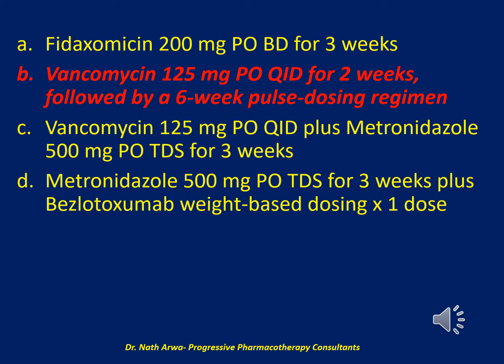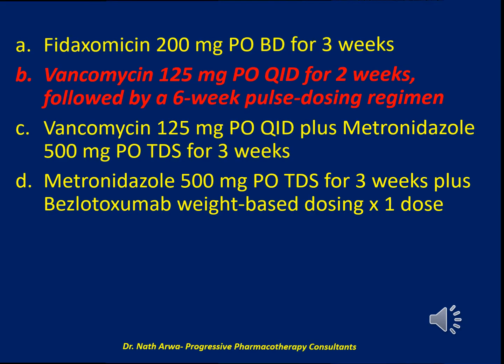Answer A is incorrect. Although Fidaxomicin reduces recurrence rates significantly compared with oral vancomycin, it has not been evaluated for extended courses beyond 10 days. Answer B is correct because the 2013 ACG guidelines as published in the American Journal of Gastroenterology in 2013 recommend a pulse dosing of vancomycin after an initial 2-week regimen to reduce the risk of further recurrence. Please advance to the next question.